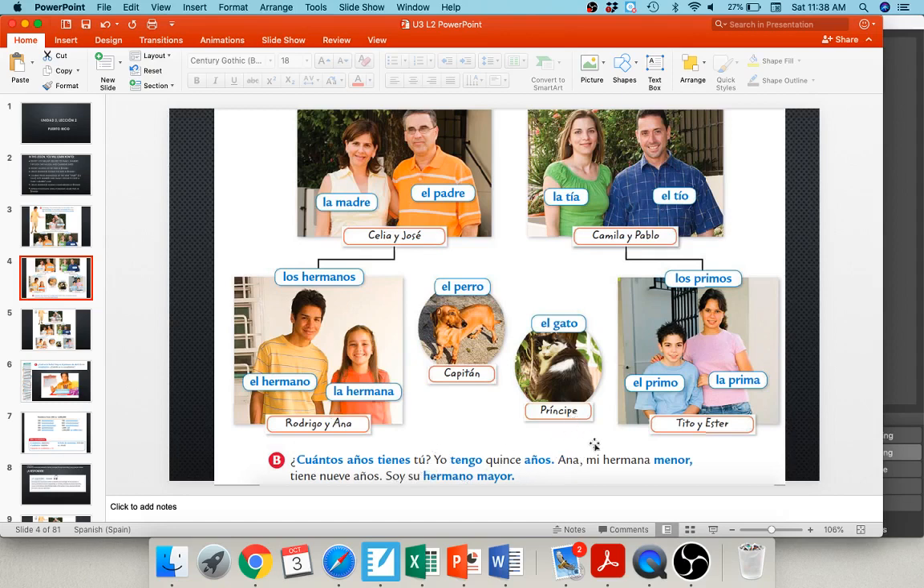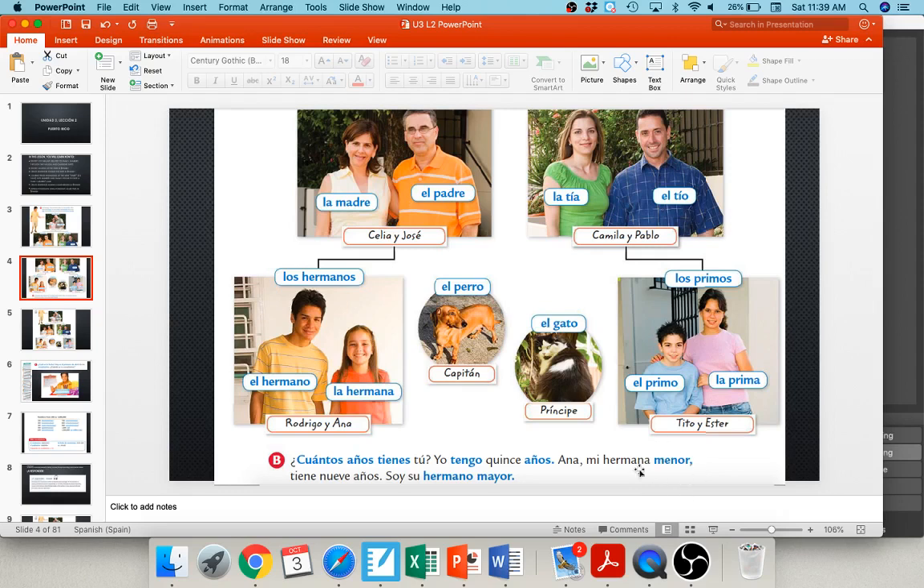Ana, who is mi hermana menor, we said earlier a hermana was a sister. Menor means younger. So Ana, mi hermana menor, my younger sister, tiene 9 años. She's only 9 years old. She has 9 years. And we've specified that yo soy su hermano mayor. I'm her older brother. So these two words, menor and mayor, I want to give you a little trick for remembering these. Menor kind of looks like minor. A minor, someone who's under the age of 18, they're young.